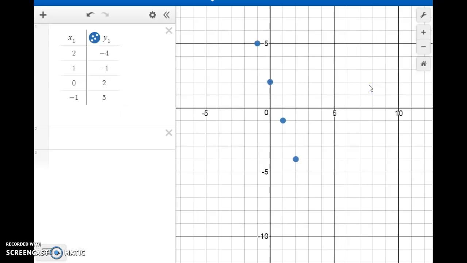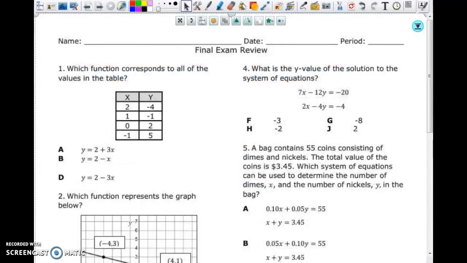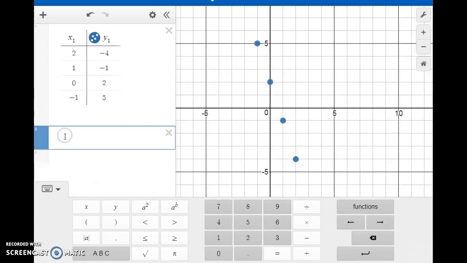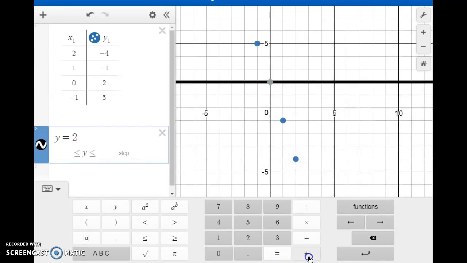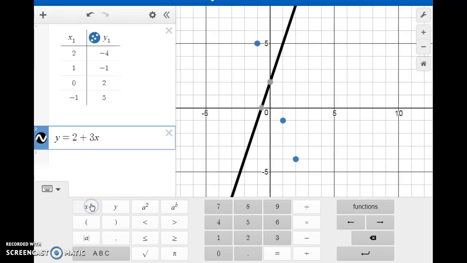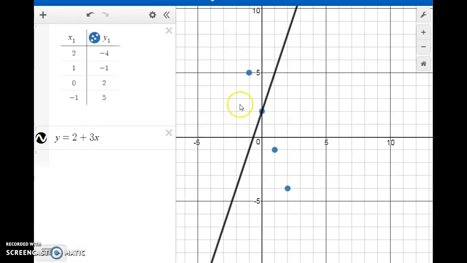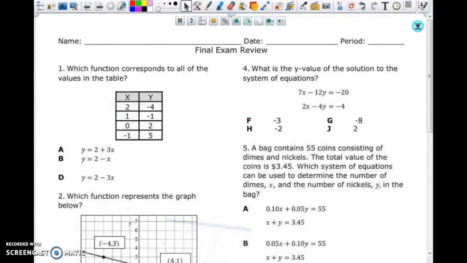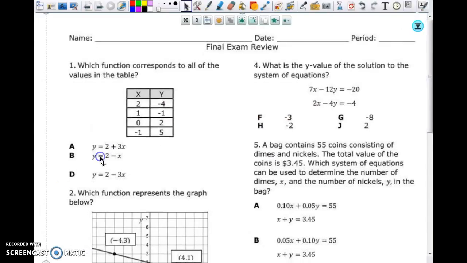Remember, one of your equations needs to go through all of the points. So let's try A, y equals 2 plus 3x. So I type it in, y equals 2 plus 3x. Did this function go through all my points? No, it did not. So is it A? No, it's not. So you guys can go on ahead, try B, C, or D. Which one gives you the line that goes through all those points? Circle your answer. That's how you're going to do problem number 1.